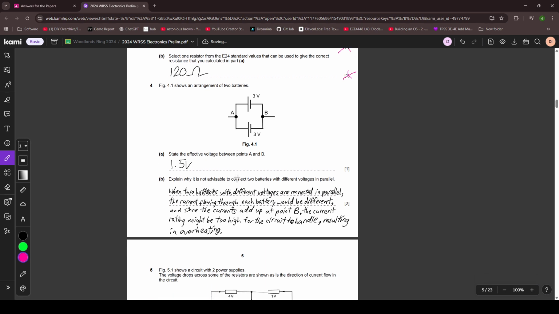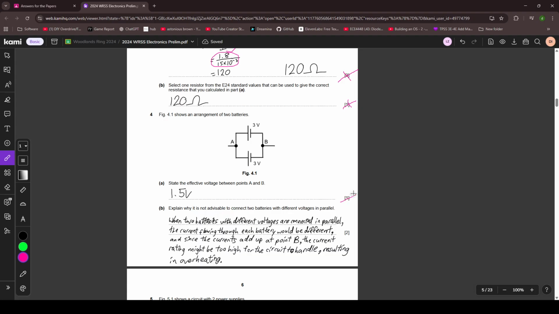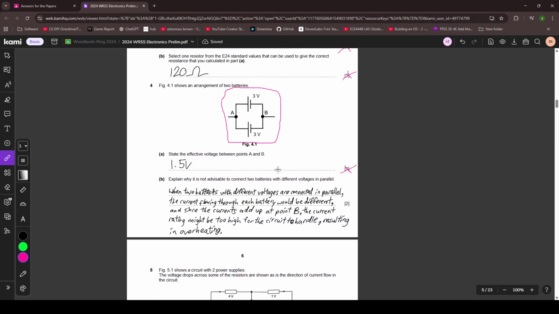State the effective voltage between points A and B. It should be 1.5. Oh, it's not. It's 3. What am I saying? It's obviously 3. Effective EMF. It's just 3. I actually haven't taught this, so I'm not going to explain it here. I'll probably have a video on this, but it's fine.